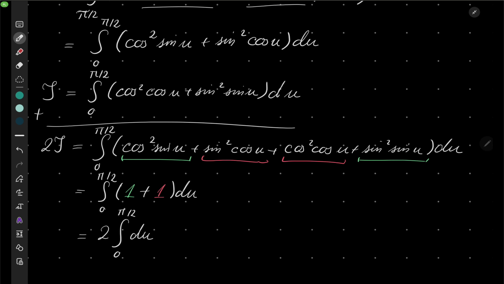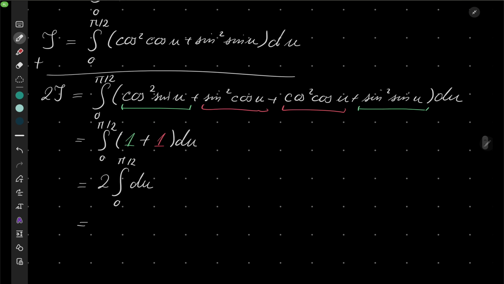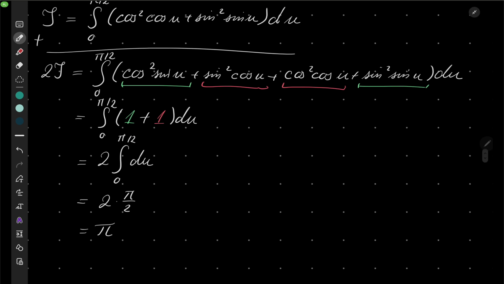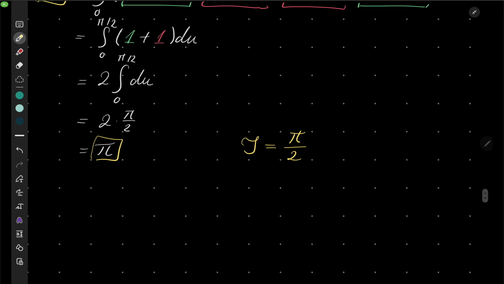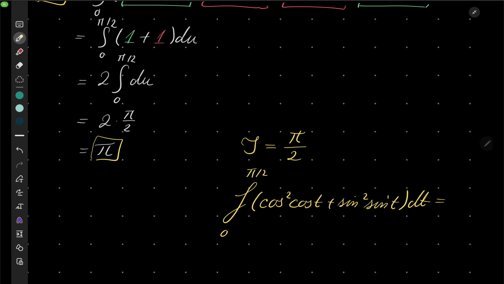And now the integral from 0 to pi over 2 of 1 is just pi over 2. So it's pi. So 2 times I equals pi. So the only conclusion is I equals pi over 2. So our integral from 0 to pi over 2 of cosine squared of cosine of t plus sine squared of sine of t dt must be equal to pi over 2.